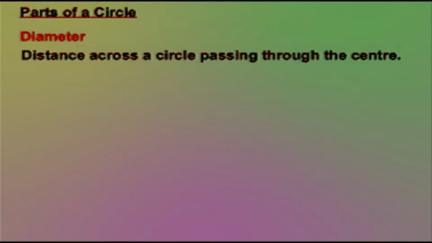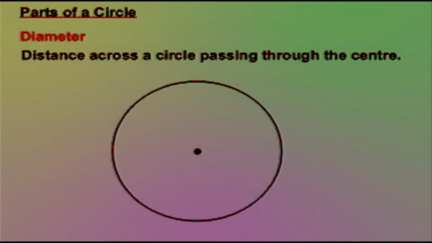First of all, we'll check out the parts of a circle. We have the diameter. The diameter is the distance across a circle passing through the center. So there's a circle, there's a center, and we have an interval that passes across the circle and goes through the center to the other side, and that's called our diameter.